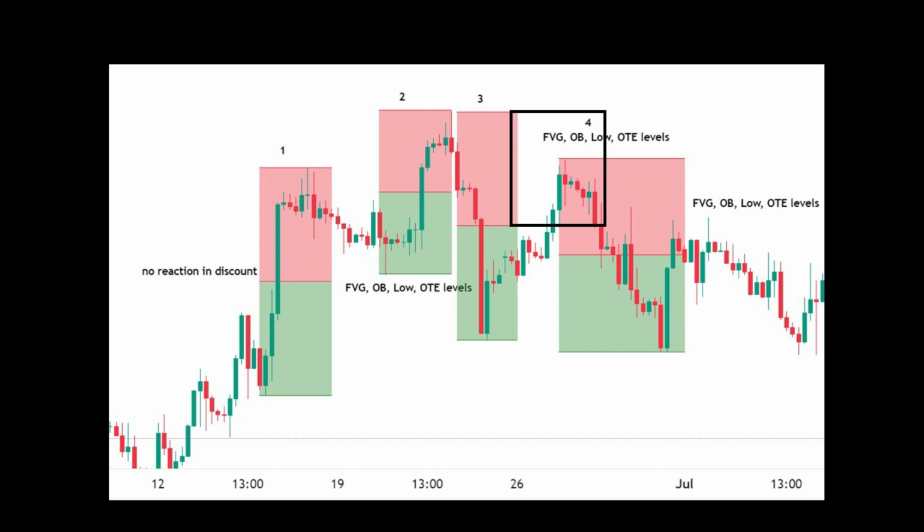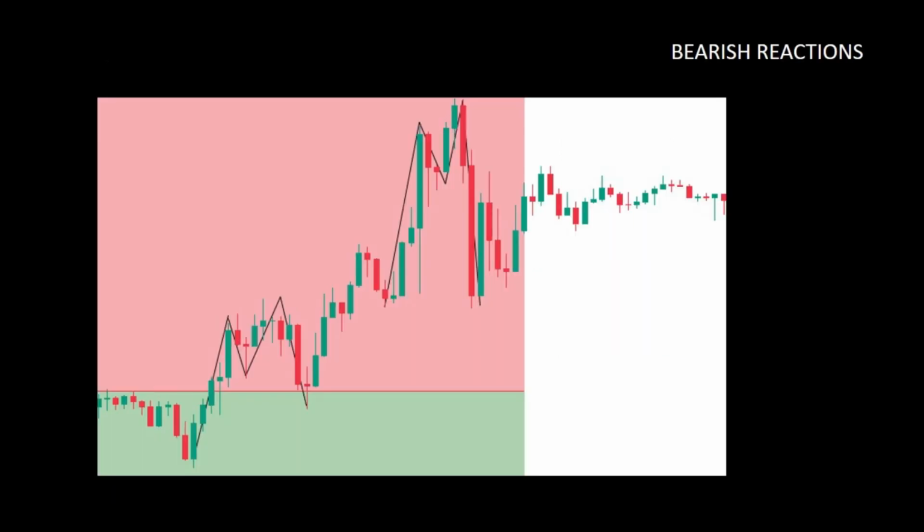Okay, right now I'm not focusing on if it happened in the fair value gap, if it happened in an order block, if it happened in the 61 or the 79%. I'm just focusing on a reaction in the premium zone. Okay, so we go to the 15-minute chart and what we see.